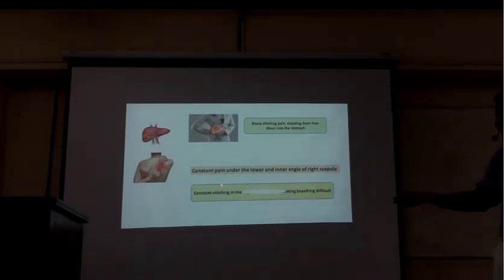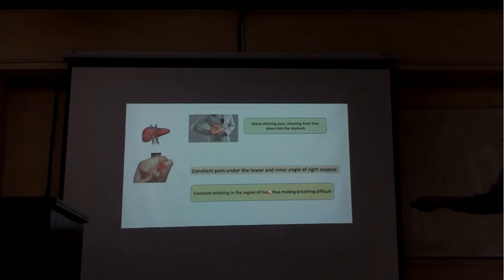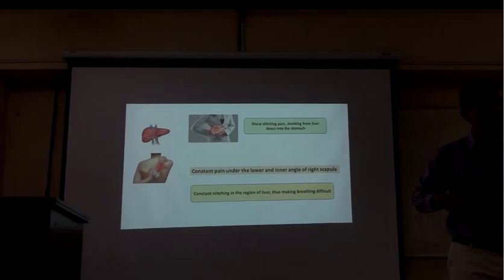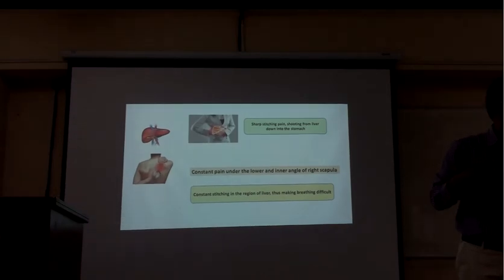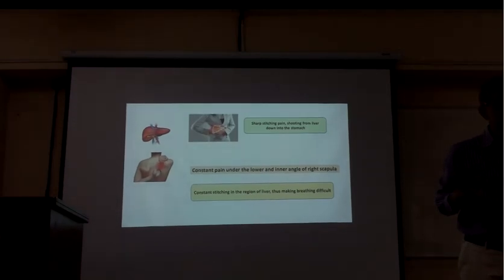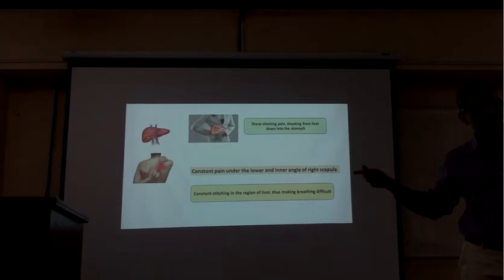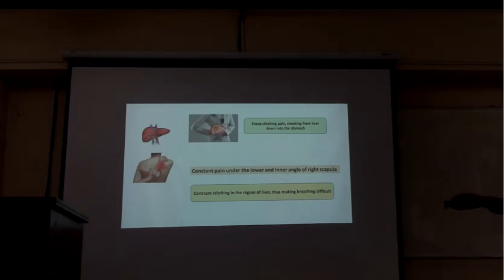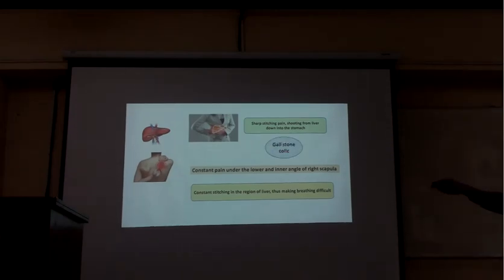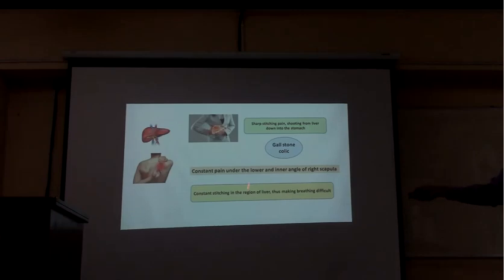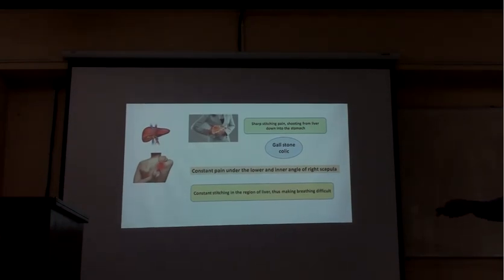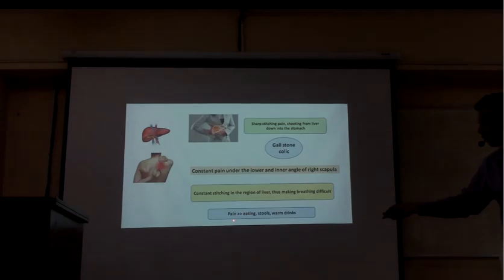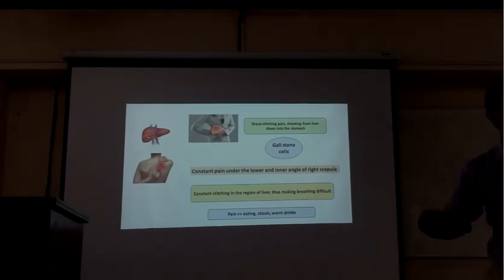And moving ahead, constant stitching in the region of liver. This stitching pain in the region of liver is making breathing difficult. What is it? The stitching pain in the liver is making the breathing difficult in Chelidonium. And gallstone colic, when it has got all these characteristic pains, one can think of Chelidonium. Pain in Chelidonium is better by eating.